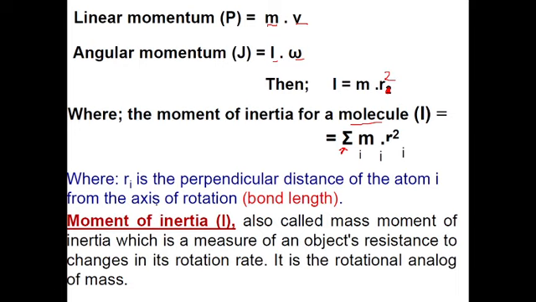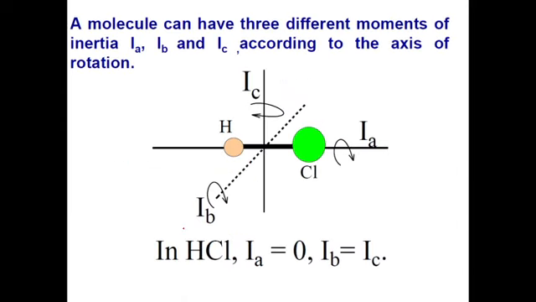Okay, that means the moment of inertia, also called the mass moment of inertia, is a measure of an object's resistance to changes in its rotation rate. It is the rotational analog of mass. Let us see here how a molecule shows the moment of inertia.